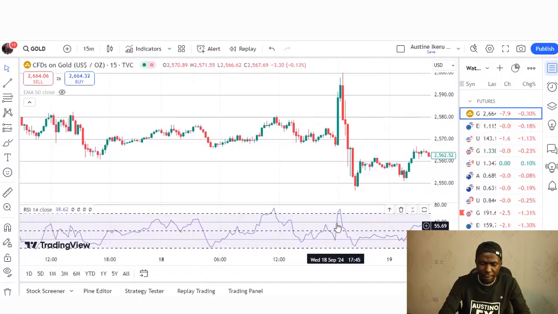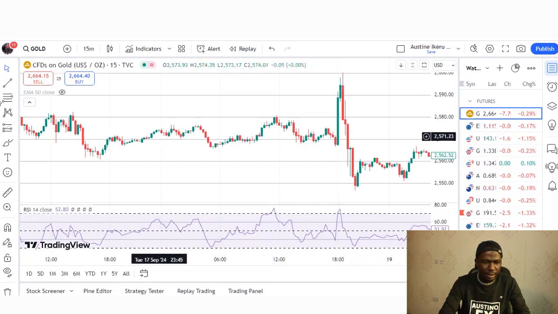You can see that the RSI line climbs above the 70 mark, right? You can see the line, this dotted line is the 70 mark. So you can see that the line is above the 70 mark. So this is when you are expected to take a sell trade. So this is it.